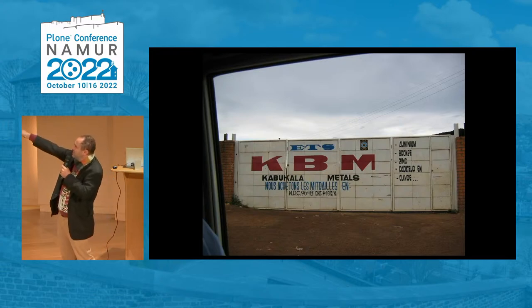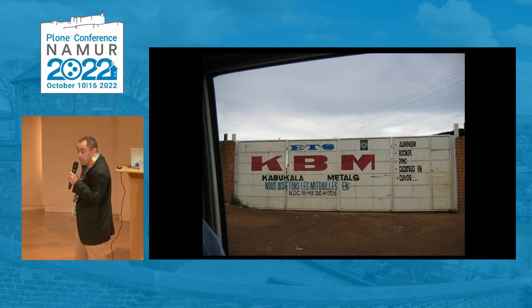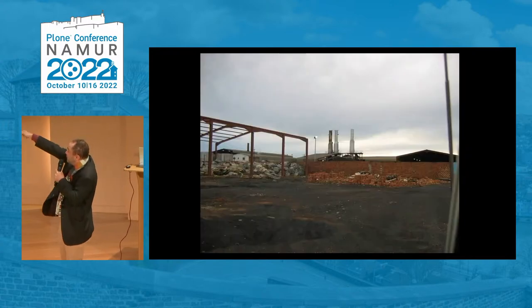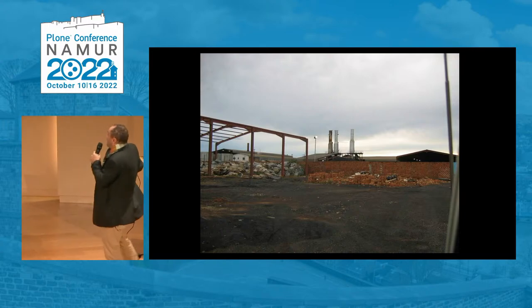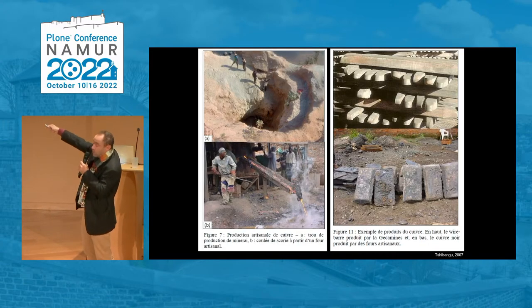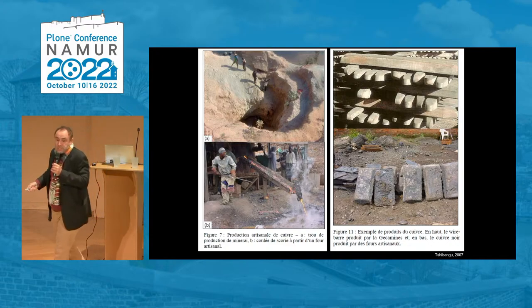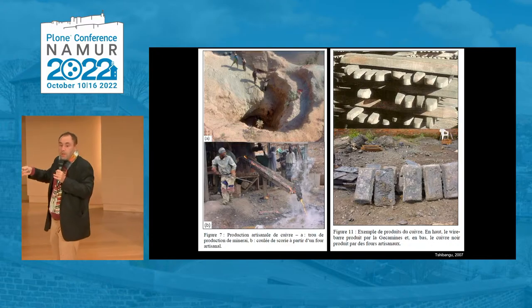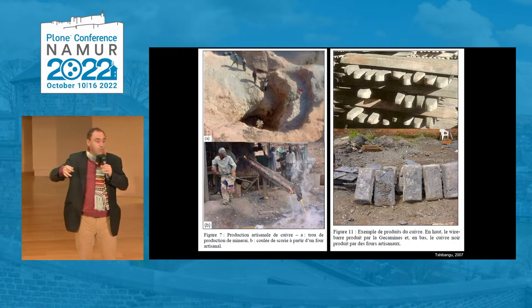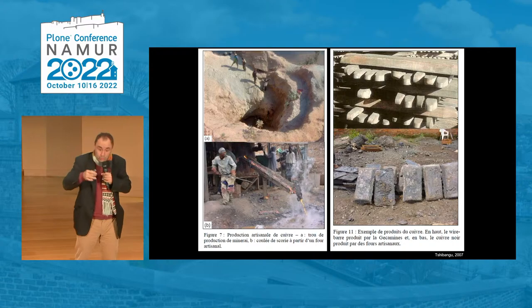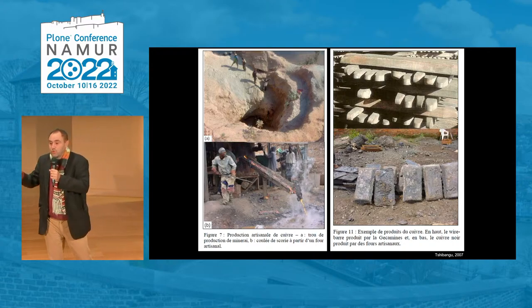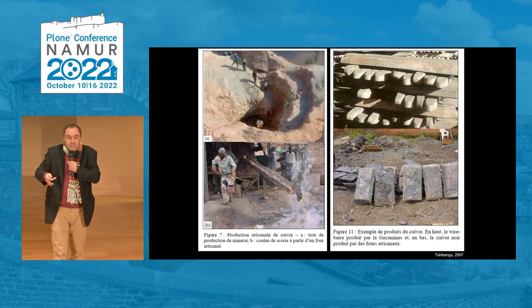And what about these chimneys just over there? These are furnaces, in fact. And you recognize the bags. Furnaces, artisanal, of course, to produce these ingots. Following the World Bank, about 20% of cobalt or copper in DRC comes from this. And DRC produces 60% of the cobalt of the world. It means that about 12% of the cobalt I have in my smartphone comes from this kind of extraction.